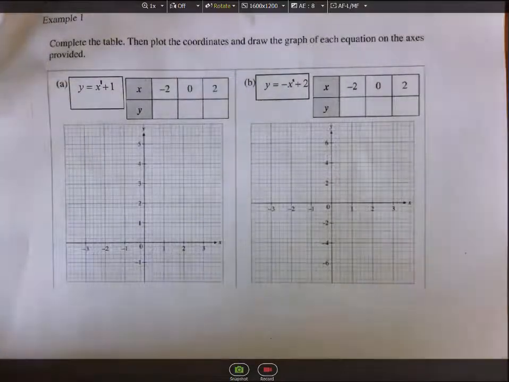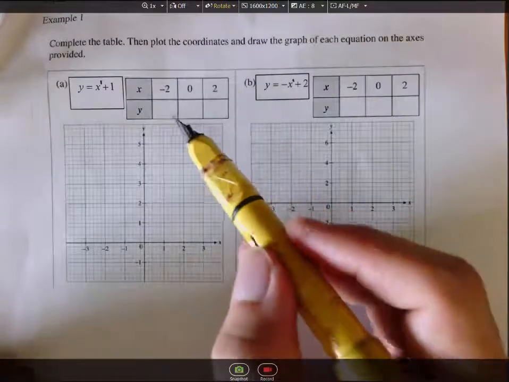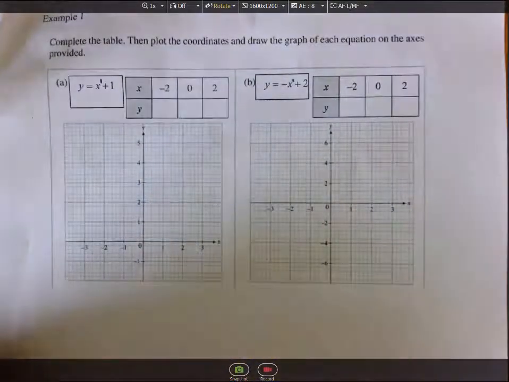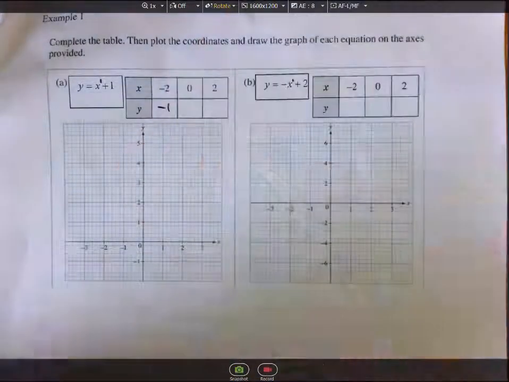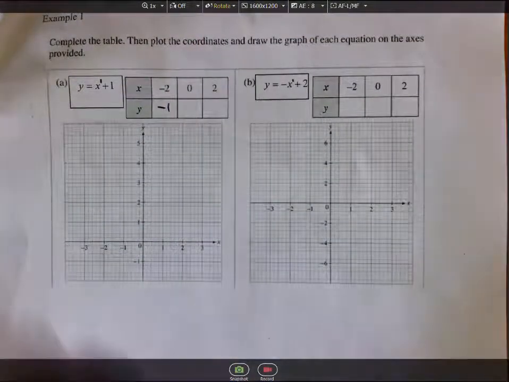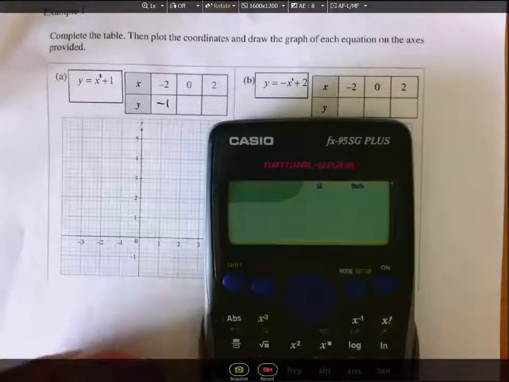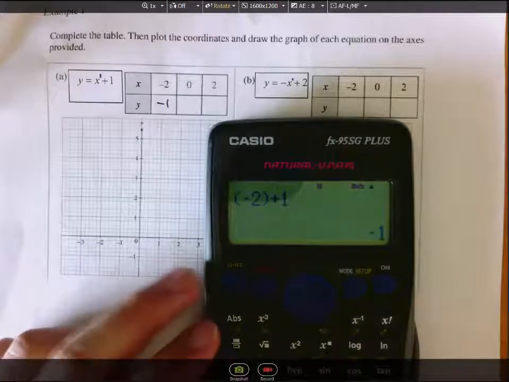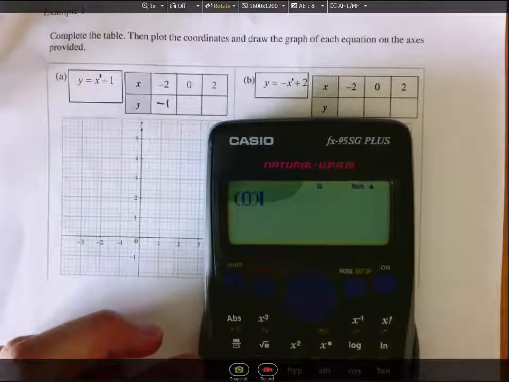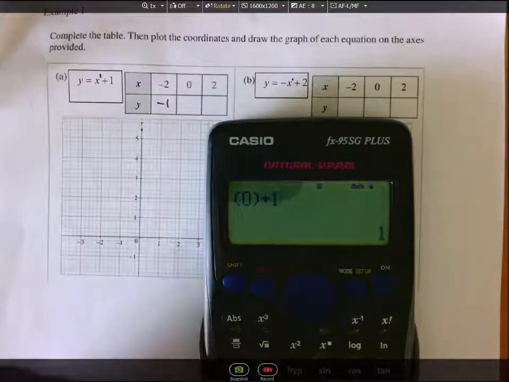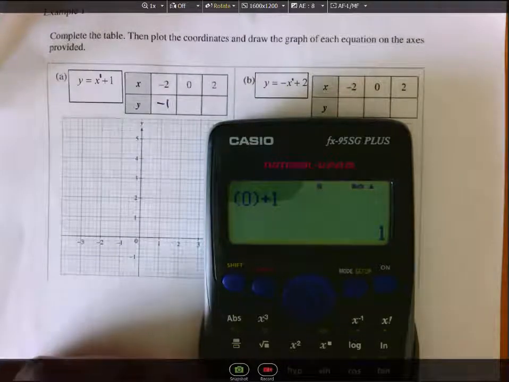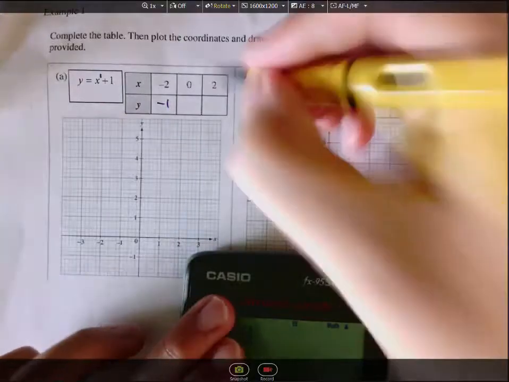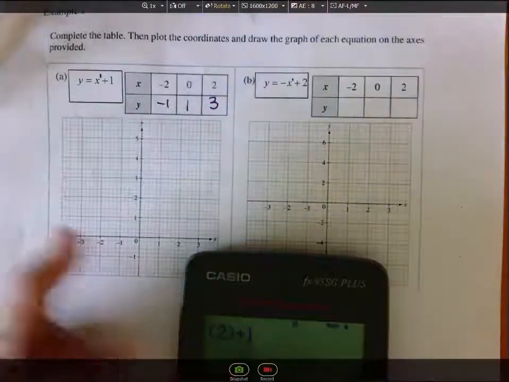Now we have a table of values set up here, so we'll substitute -2 into the equation. So when x is -2, y is equal to -1. In case you have a problem there, we put -2 plus 1. It is -1. Similarly, when x is 0, y is 1. And finally when x is 2, y is 3. So here is 1 and this is 3.